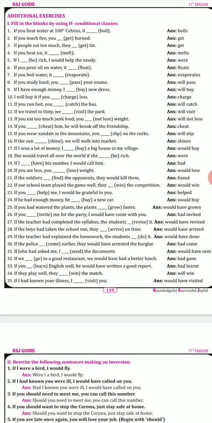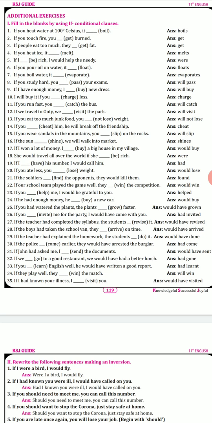Question number 31, if John had asked me, in the main clause, I send the documents, with send in brackets. So had asked is past perfect tense. So here the answer is would have sent. And then question number 32, if we go to a good restaurant, with go in brackets, we would have had a better lunch.